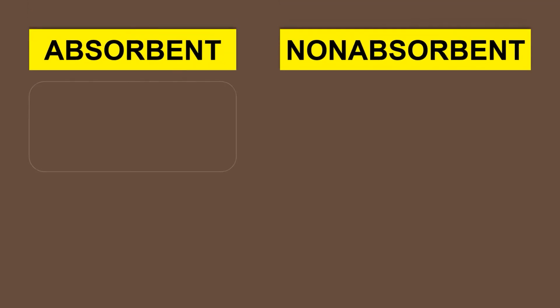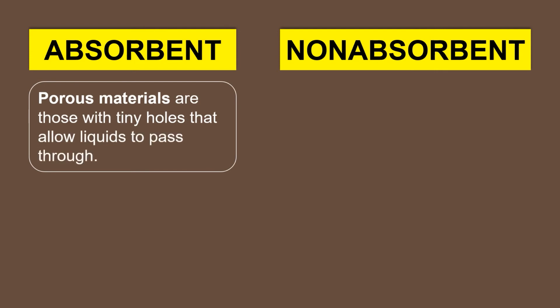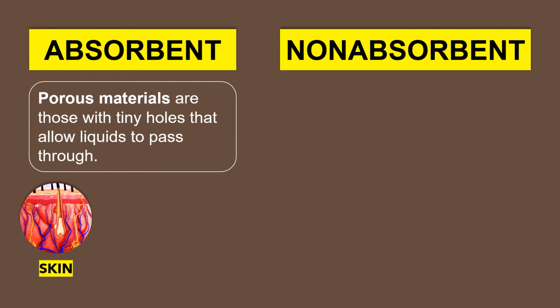In this process, there are two kinds of materials that we should know about. First is the absorbent. They are porous materials, which means these are the materials that have tiny holes that allow liquids to pass through. The best example for this is a sponge. Our skin is also absorbent. The outer skin is made up of tiny pores where our sweat and some other chemicals pass through.